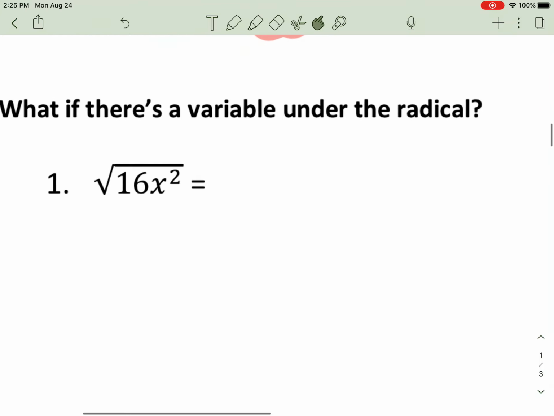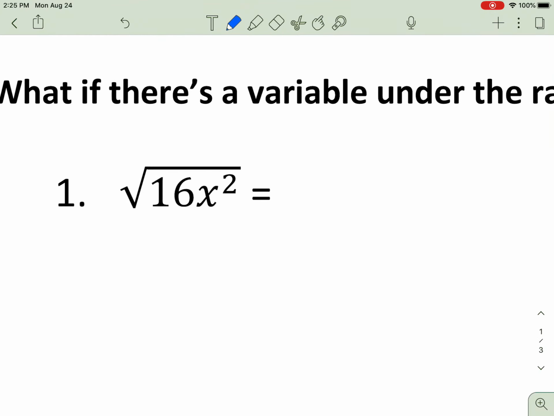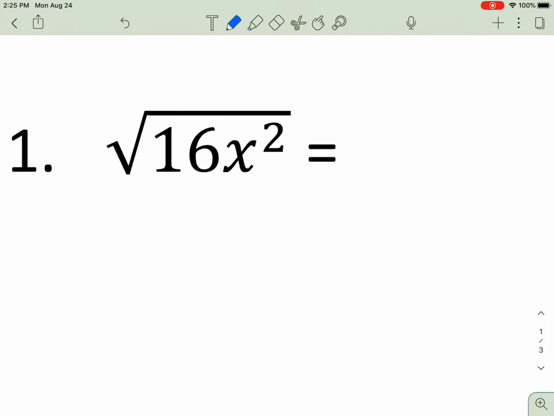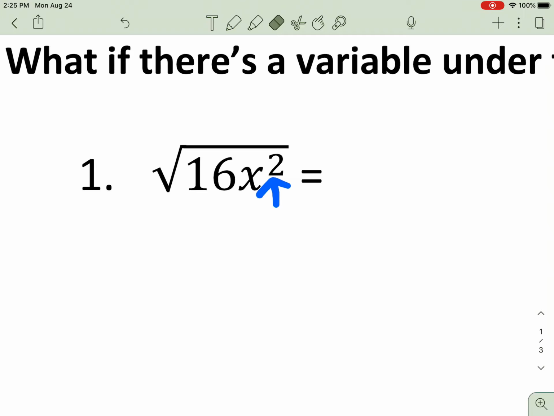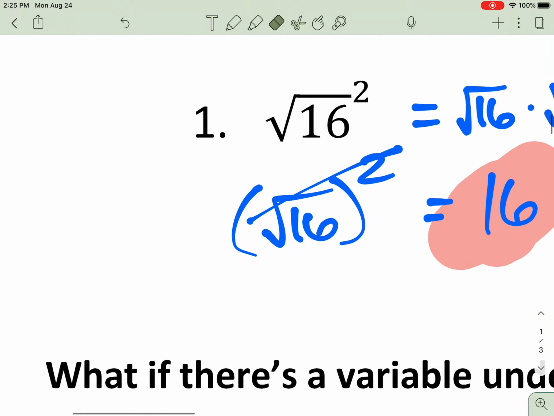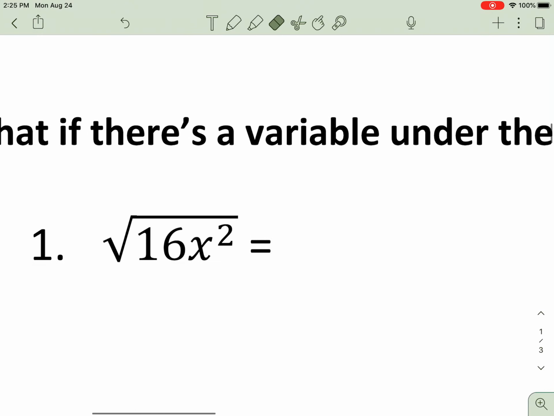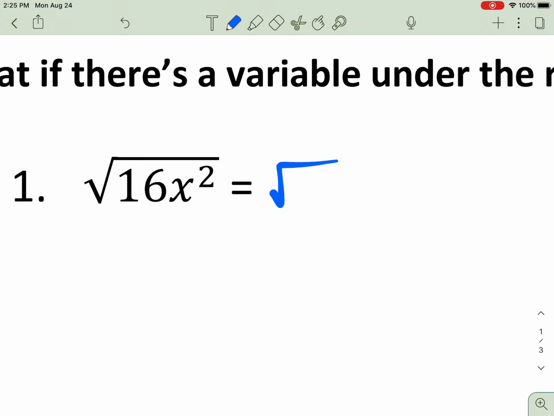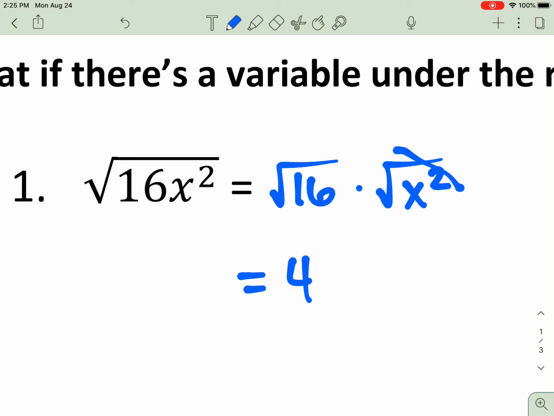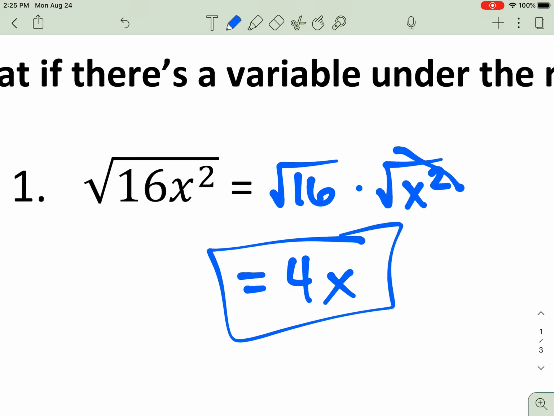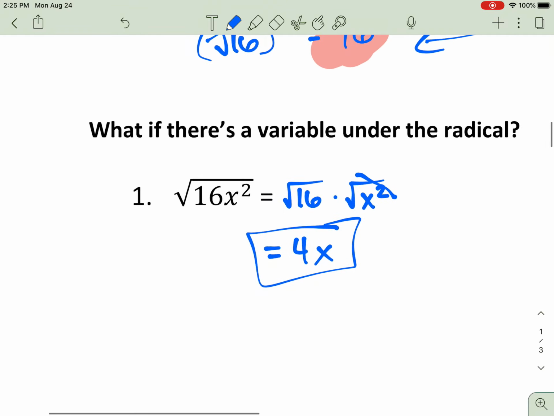What if there's a variable under the radical? Okay, so you might not have looked at this one last year, but basically you're just going to split it down into even exponents. So since 2 is already an even number, we know that just like up here, when you take the square root and you have a 2, it cancels each other out. So we're going to split this up. This is really like saying radical 16 times radical x squared. Well, again, these two cancel each other out. Okay, and so we have radical 16 is just 4, and the square root of x squared is just x. So there's our answer there. And technically it's plus or minus.